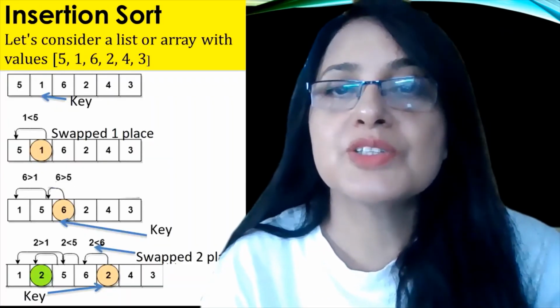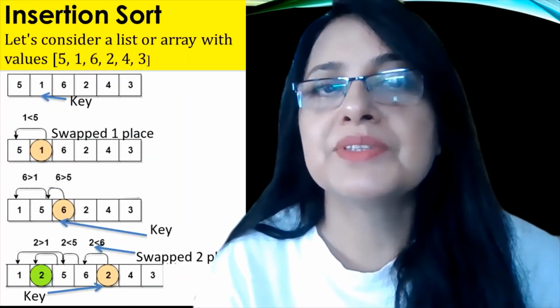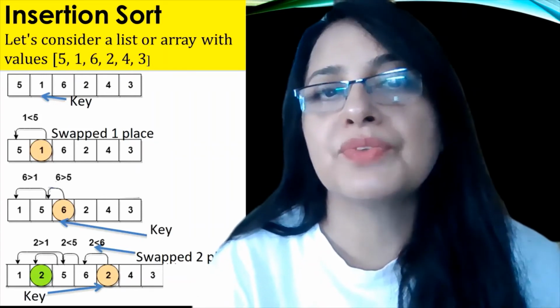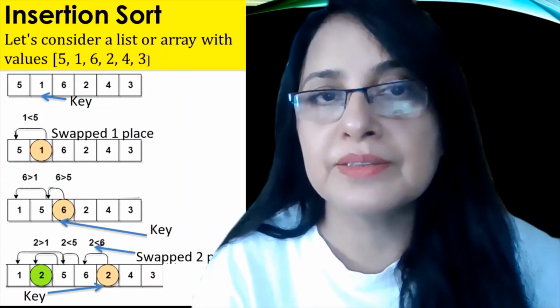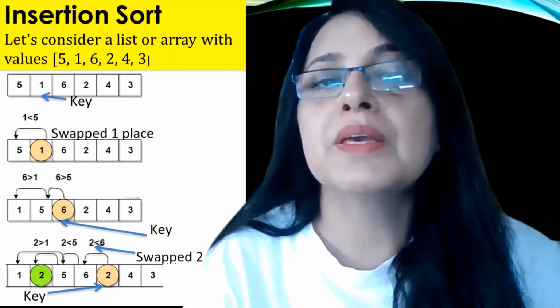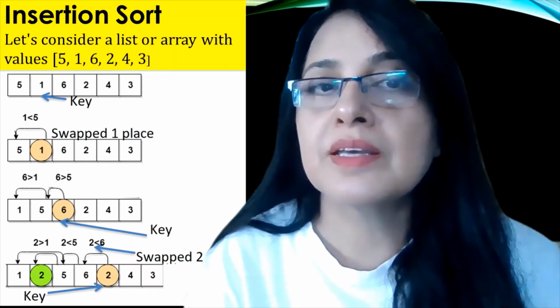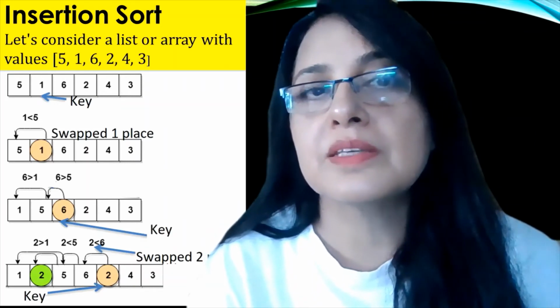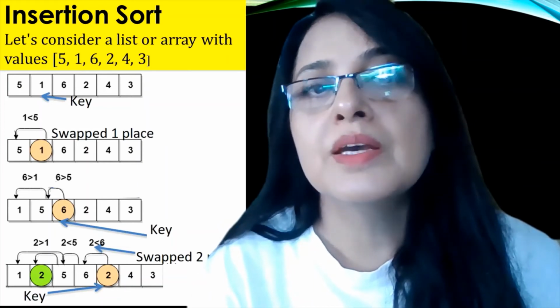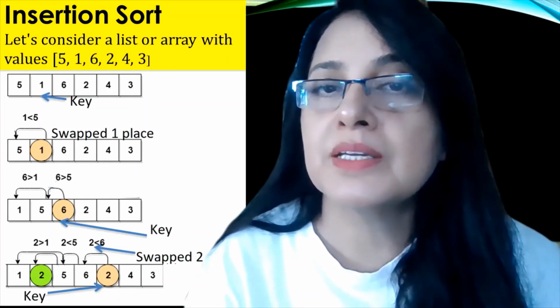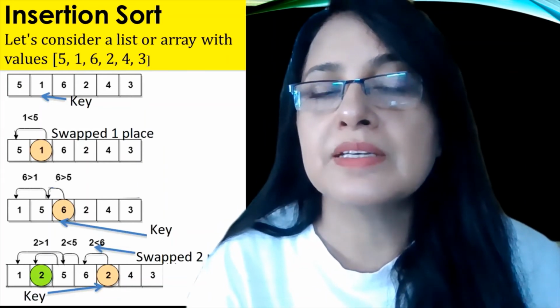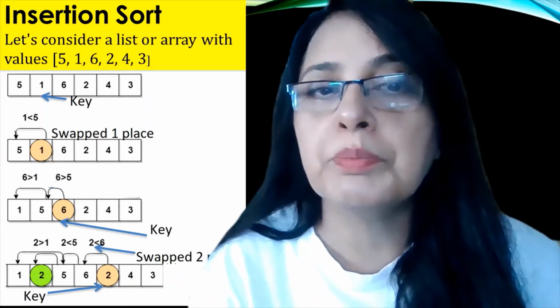Let's look at insertion sort with an example. We have this list which has elements 5, 1, 6, 2, 4, and 3. We start by making the element at index 1 our key. In this case, the element is also 1. It is compared to the element at index 0, and since that is bigger, it will swap places.